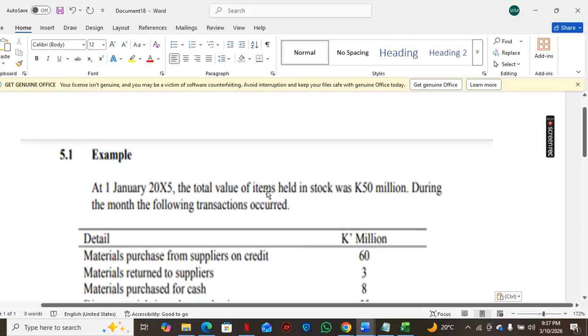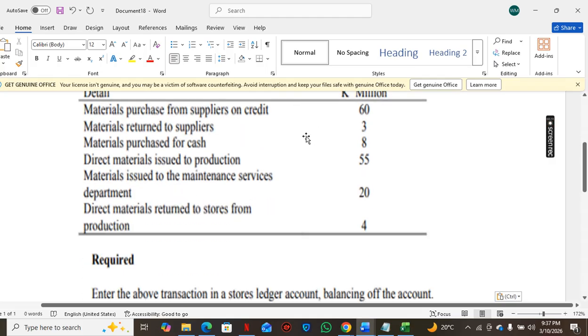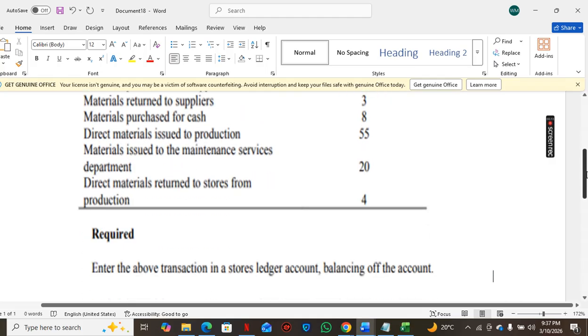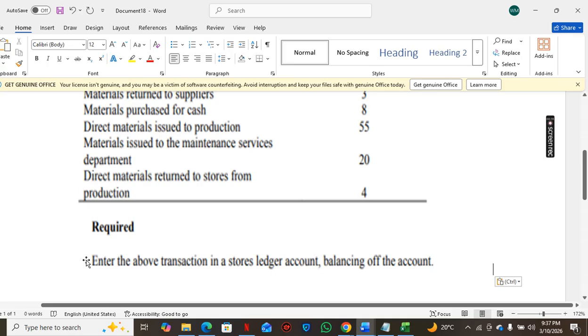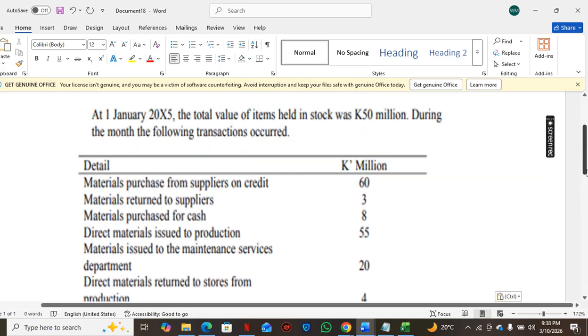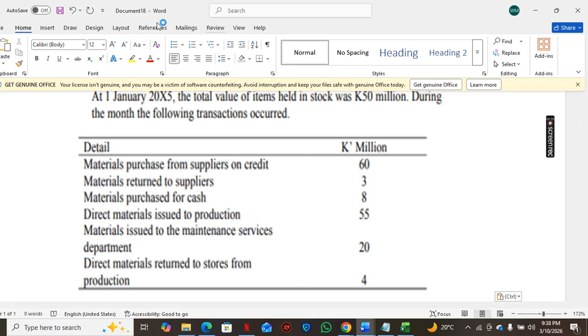2017, the total value of items held in stock was 50 million. During the month, the following transactions occurred. Okay, so we've got these transactions here, right? And then they say enter the above transaction in a store's ledger account, balancing off the account. Alright. Okay, so we have the first one here.